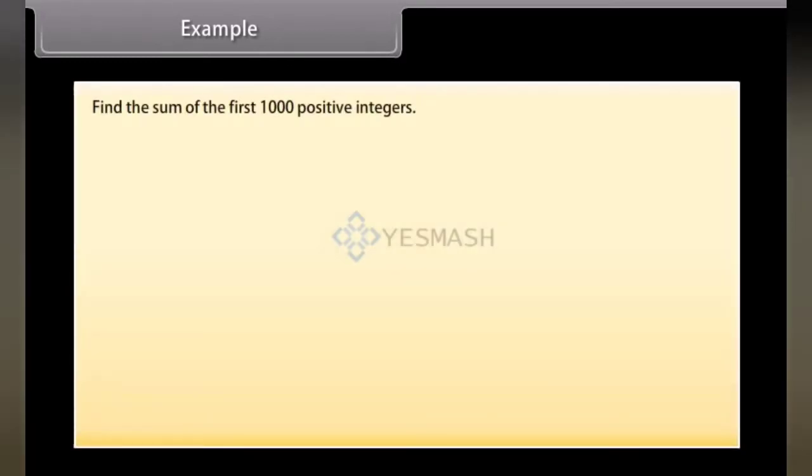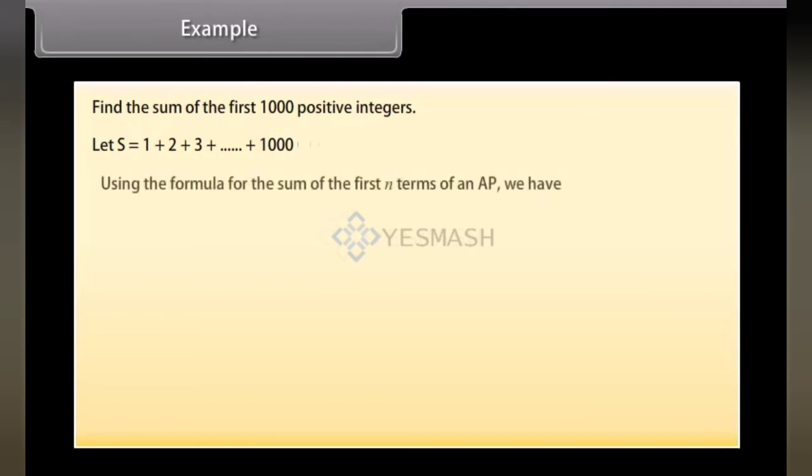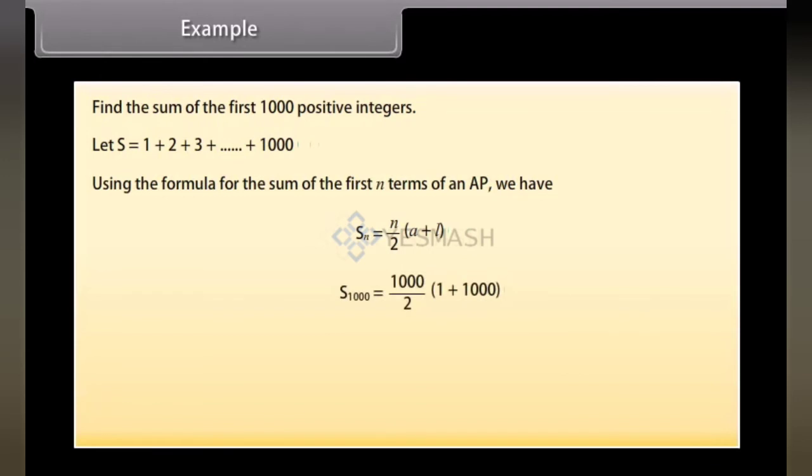Find the sum of the first 1000 positive integers. Let S be equal to 1 plus 2 plus 3 plus so on plus 1000. Using the formula for the sum of the first n terms of an AP, we have Sn is equal to n upon 2 into (A plus L). Substituting the value of n, we get S1000 is equal to 1000 upon 2 into (1 plus 1000).